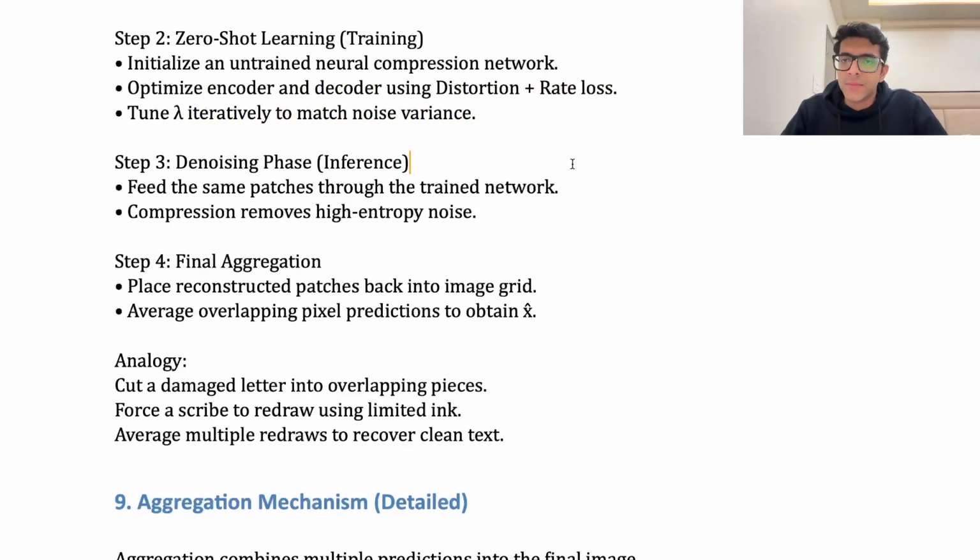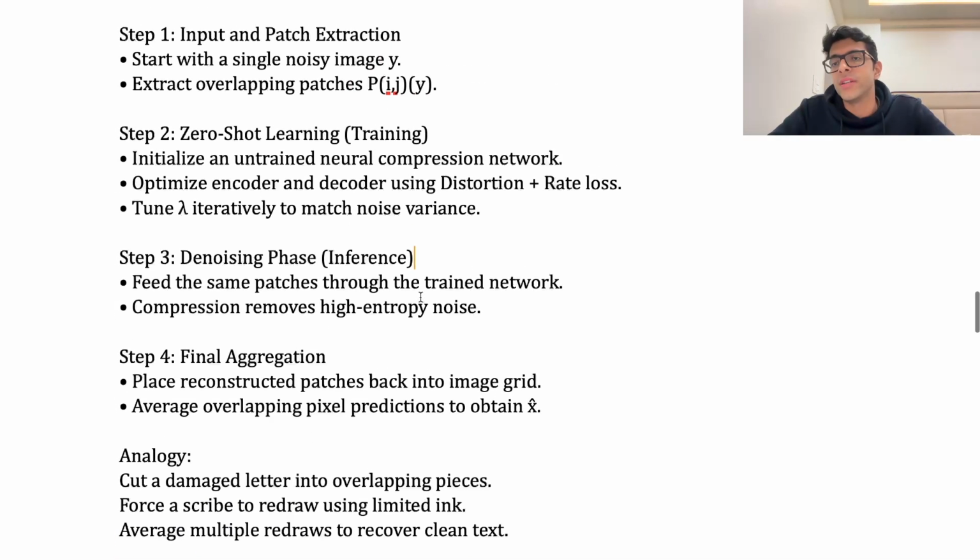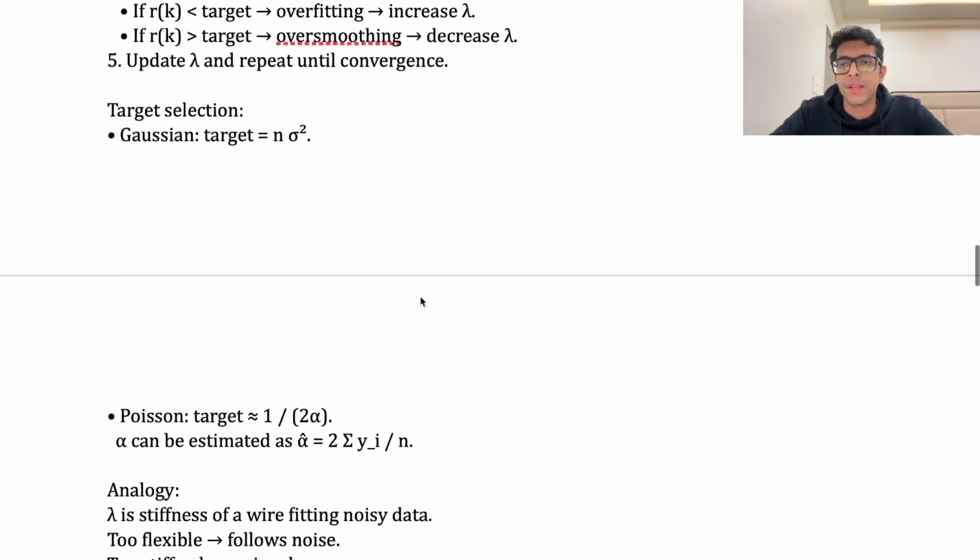These are all terms at the moment, but we'll get to them eventually and understand what exactly all of them meant in some sense. So once we have all done that, we're going to get to the denoising phase where we use the inference. We feed the same patches through the trained network, and this time the compression removes the high entropy noise. After being done with all of that, we finally aggregate everything. We're going to come to this aggregation later, which is very important as a step because it improves the quality a lot.